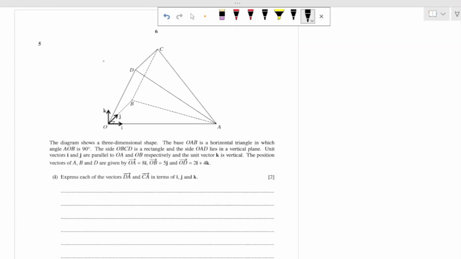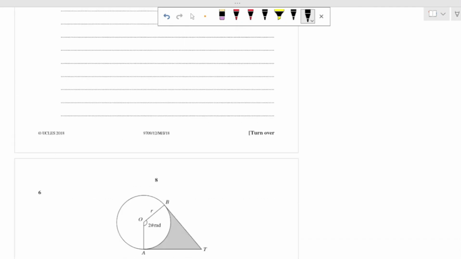Question 5 will be omitted, because as part of the 2024 syllabus of Pure 1 Math, vectors are not included in the syllabus. So we'll be entirely skipping this question.